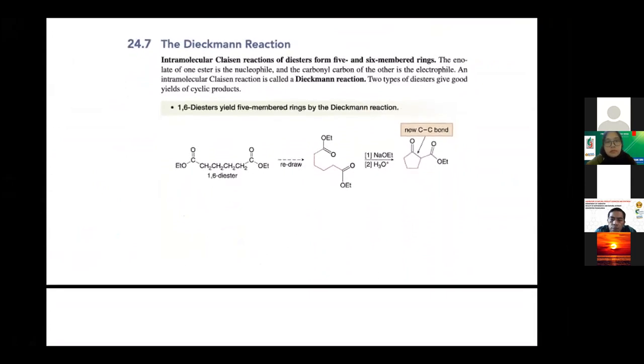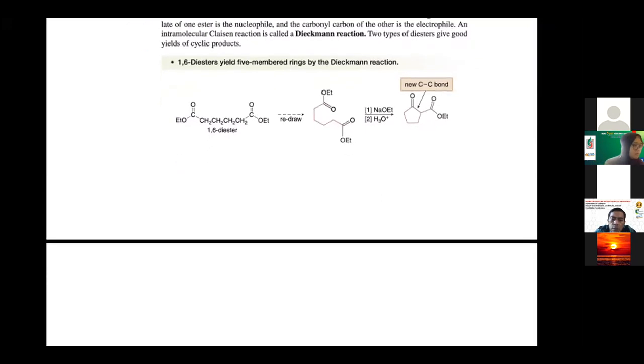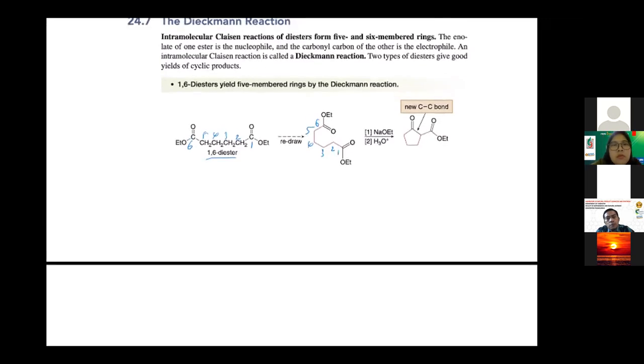Next is the Dieckmann reaction, where 5- and 6-membered rings are formed. This is the 1,6-diester, with carbons numbered 1, 2, 3, 4, 5, 6, and the 1 and 6 carbons have the ester. Redraw it like this, writing the numbers here. This is the same reaction as the Aldol reaction.